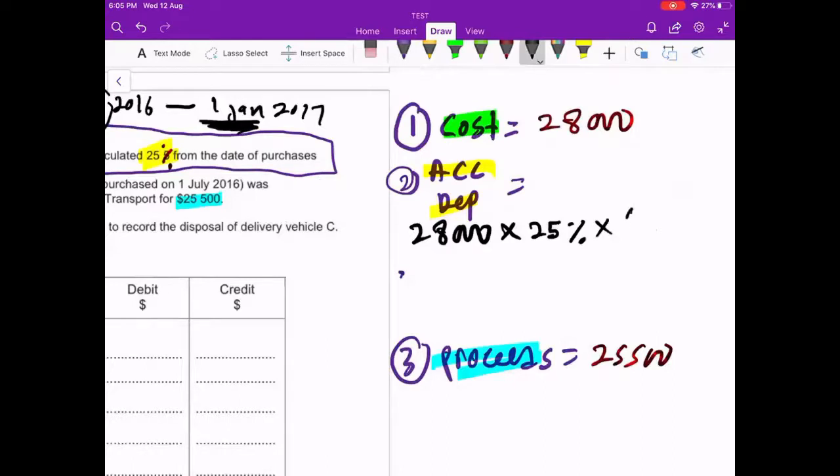Times 6/12. So can anybody help me to calculate how much? 28,000 times 25% times 6/12. Is it 3,500? Use your calculator and calculate. 3,500. Very good. So now you already know how much the cost is, how much the accumulated depreciation is, and how much the proceeds are. Can you answer this question?